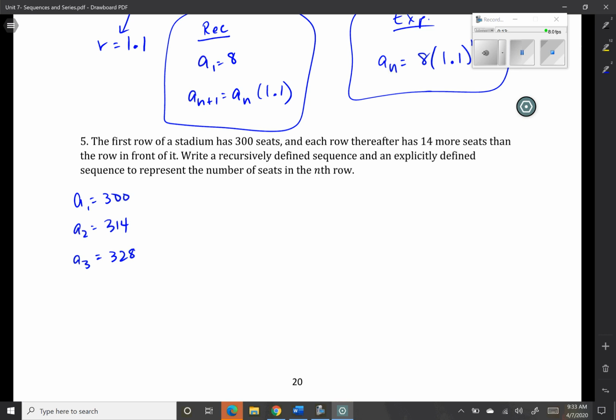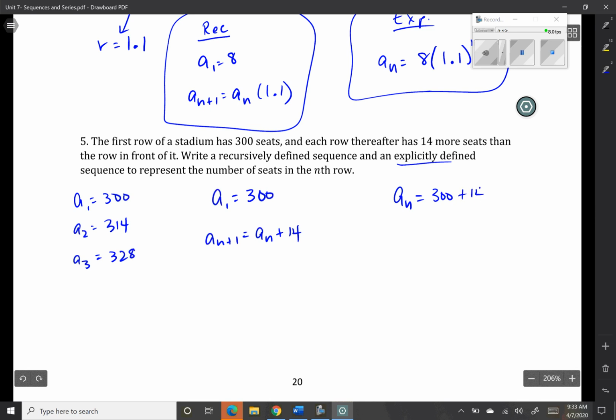It says to recursively define the sequence. So to recursively define this, I'd state the first term. I'd say any term of the sequence is equal to the previous term plus 14. To do this explicitly defined, I'd say, well, the first term of the sequence plus the common difference times n minus 1. So here's your recursive. Here is your explicit.